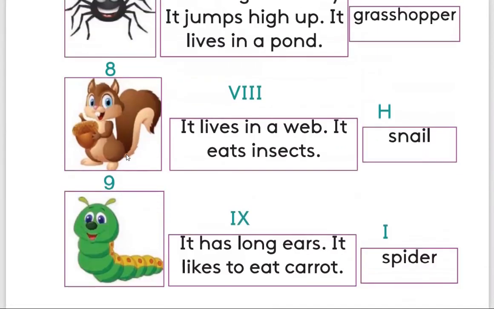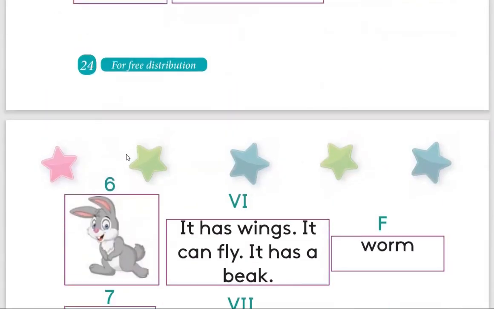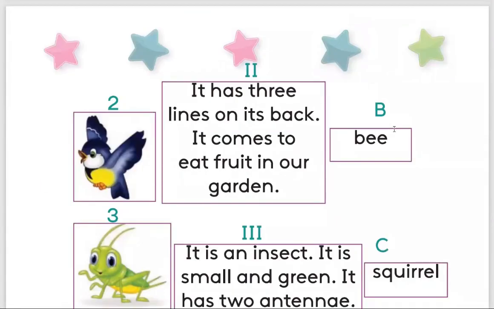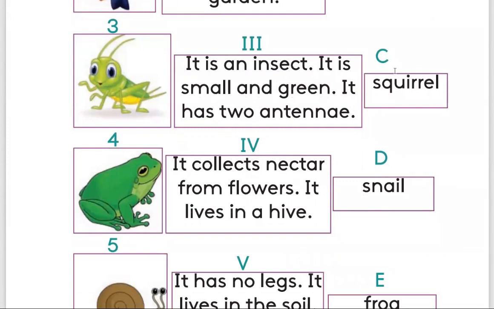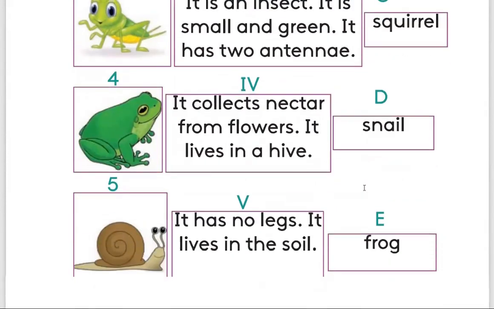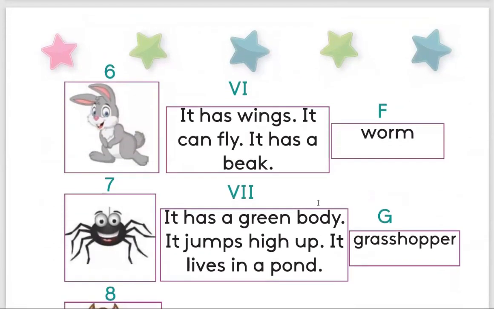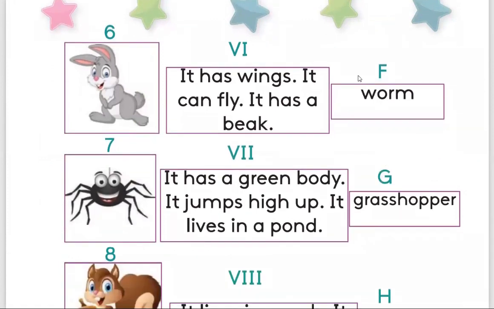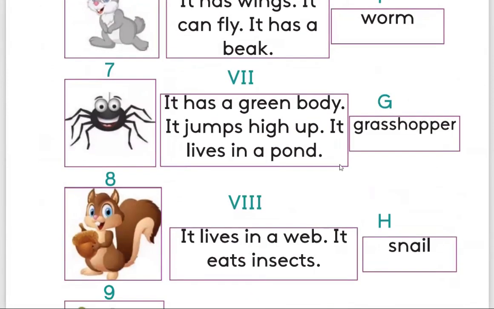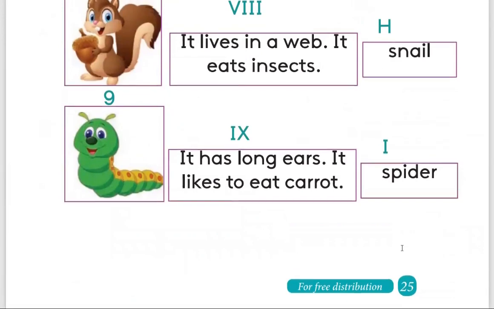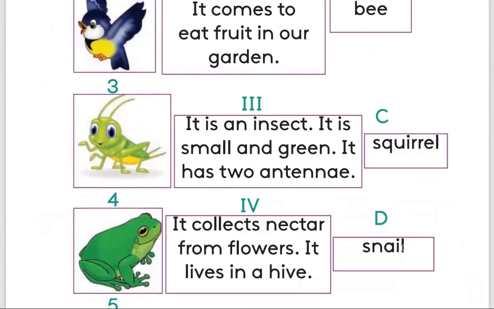Okay, yes. Now we are going to read the description here. See, you can see the words on this side also. Let's read the words. Bird, bee, squirrel, snail, frog, worm, grasshopper, snail, spider, right? Okay, now the description.